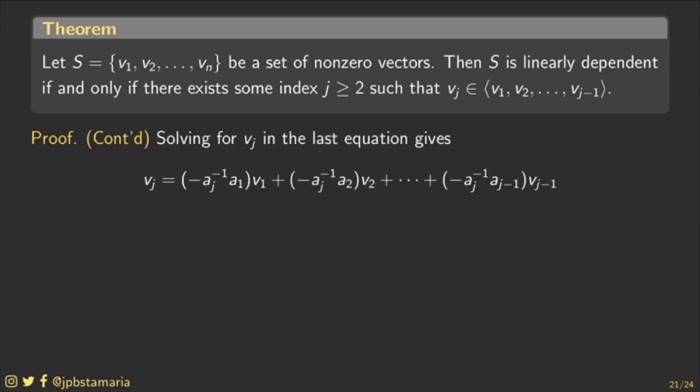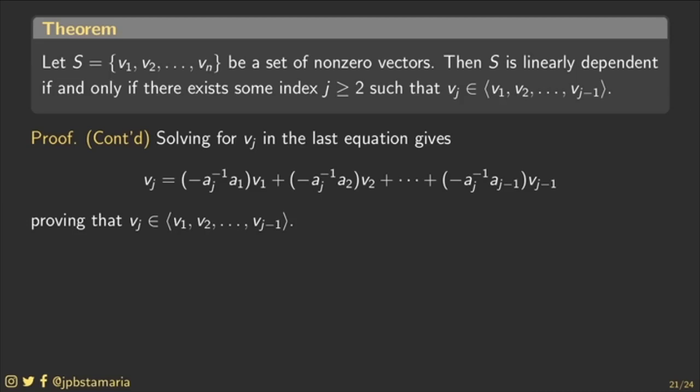So here is how I solve for V sub j. I put everything on the right and then multiply by the multiplicative inverse of AJ to the left and get the following. As you can see over here, I was able to express V sub j as a linear combination: scalar V1, scalar V2, scalar Vj minus 1. I was able to express Vj as a linear combination of V1 up to Vj minus 1. And in fact, that proves one direction of the theorem, or 50% of the theorem.